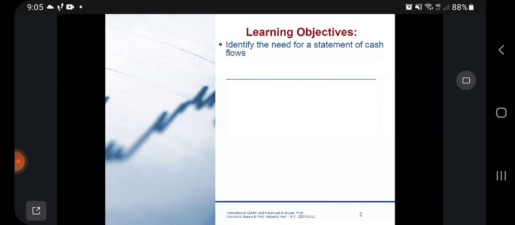Somebody may have already thought that, okay, we already have three other financial statements, right? We have the balance sheet, we have the profit and loss statement, and we have the statement of changes in equity.